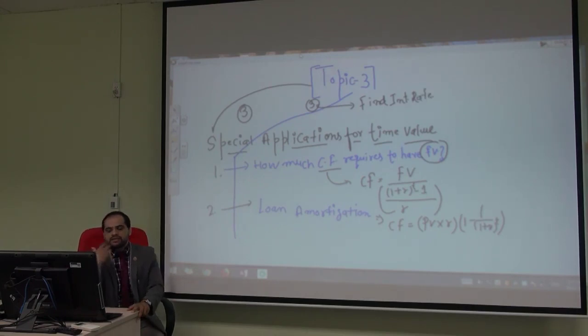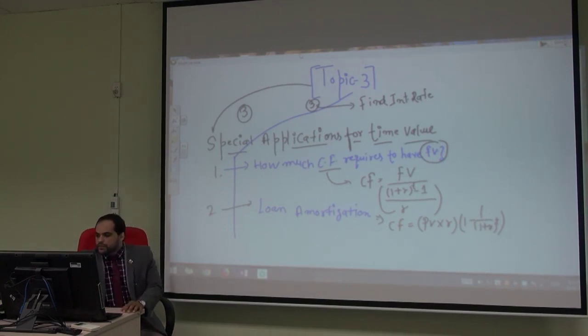So finding interest rate means, let's say right now you have $10,000, which is your present value, and you want to earn $50,000 in 5 years. So you have present value, you have future value, and you have a time period which is 5 years. Now you have to find an investment which converts your $10,000 into $50,000 after 5 years. So this formula will help us to estimate the interest.